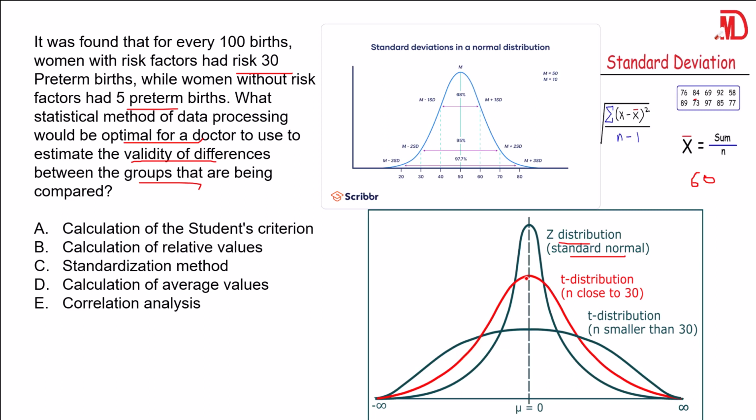A t distribution. However, if the sample space is the exact population, then we use what we call the standard deviation. And again, if n or the population under discussion is less than 30, then we are dealing with the t distribution. And if it is 30 or more, then you are dealing with what? Standard deviation or the standardization method.